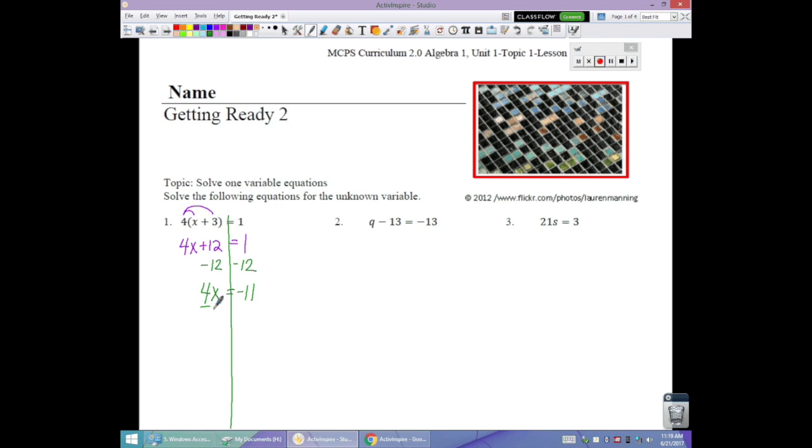To remove the 4, we divide both sides by 4, leaving us with x equals either negative 11 fourths or negative 2.75.